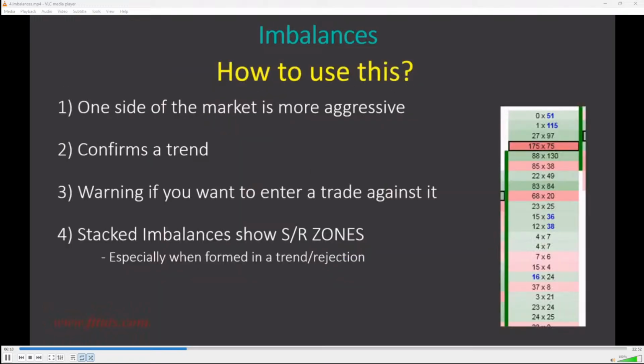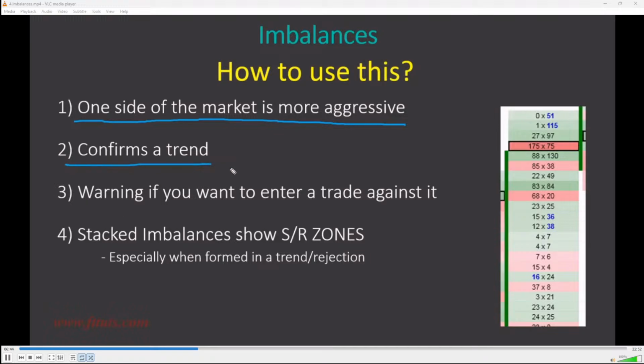Now, this is how you can use this in your trading. The imbalances tell you this. One side of the market is more aggressive than the other side. You can use it when you are reading the order flow chart, when you are trying to understand what's going on in the market, whether the buyers or the sellers are more aggressive. So the imbalances are ideal for that.